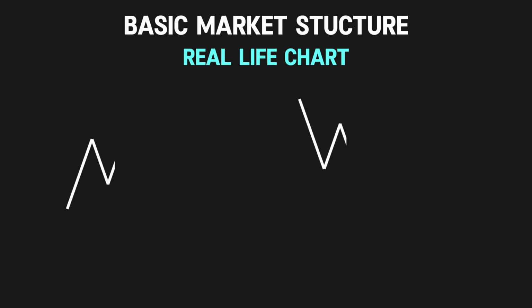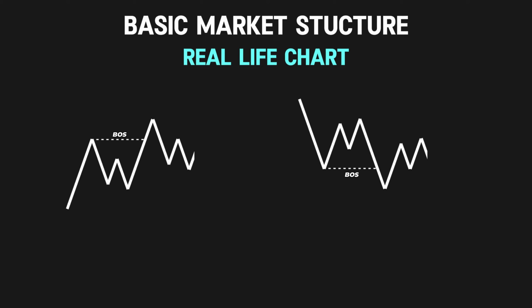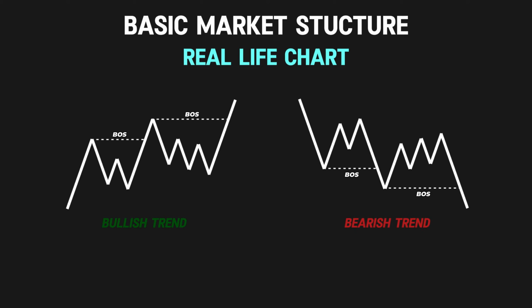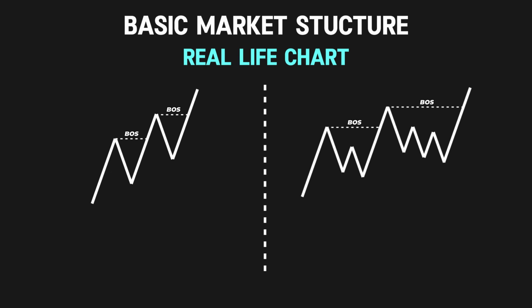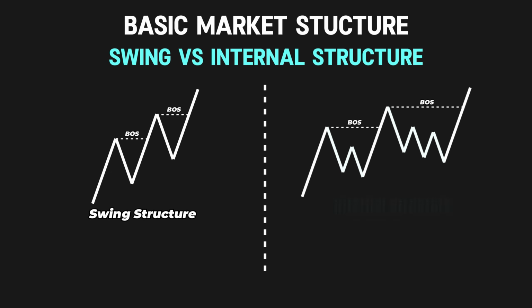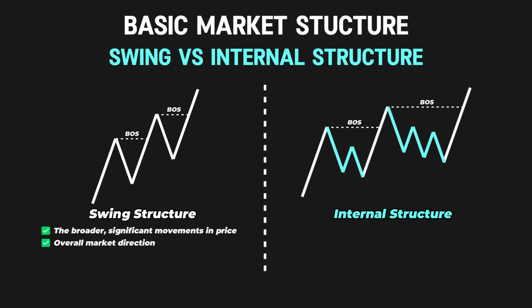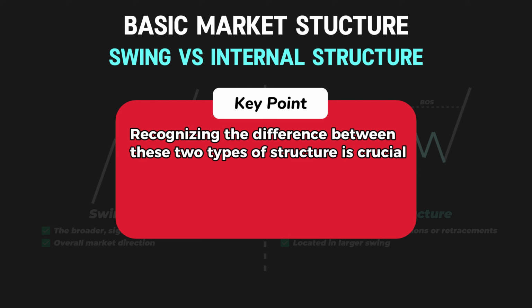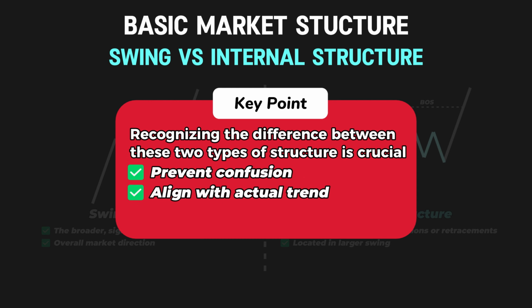However, when analyzing real-life charts, market structure becomes slightly more complex due to multiple layers of price movements. Traders must distinguish clearly between swing structure and internal structure. Swing structure refers to the broader, significant movements in price that establish overall market direction, while internal structure includes the smaller, minor price fluctuations or retracements occurring within these larger swings. Recognizing the difference between these two types of structure is crucial because it prevents confusion and ensures the bias is aligned with the actual trend, rather than getting caught in short-term noise.